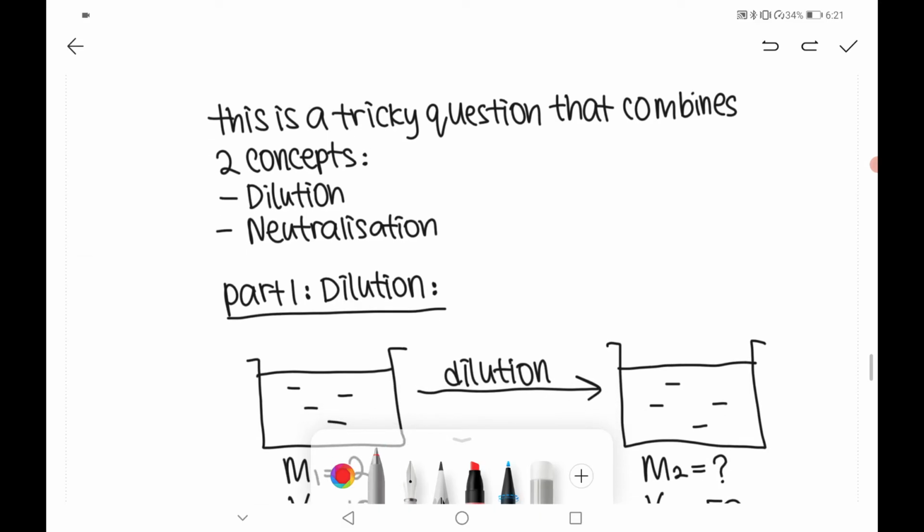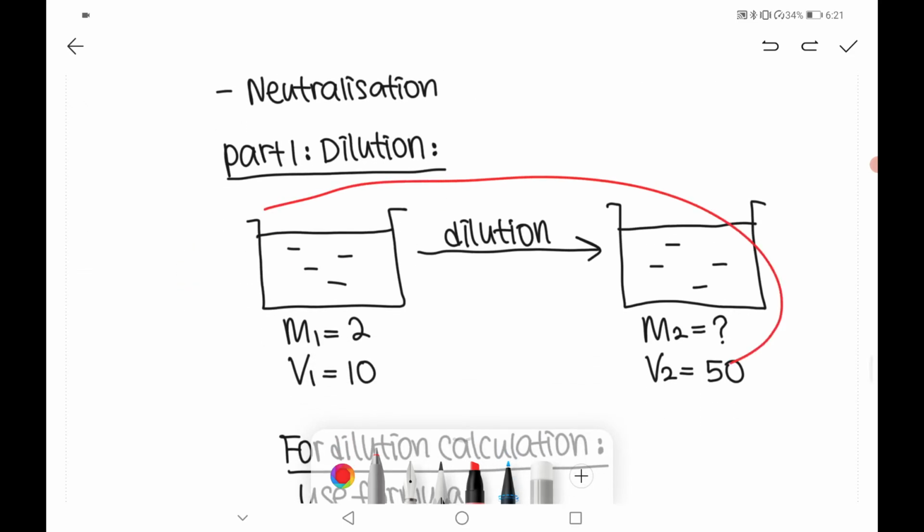So we will do the first part, which is dilution. Let's do dilution first. Okay, so I will draw a picture. Is it a must to draw the picture in your exam? No, you don't need to draw a diagram if they never ask you to draw. But it's always good to do that, because if you can draw the picture, you can imagine what is happening.